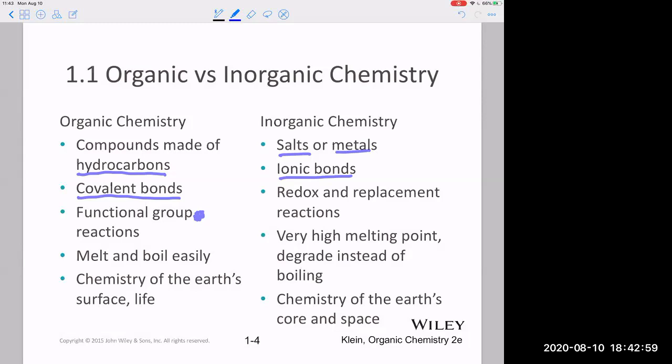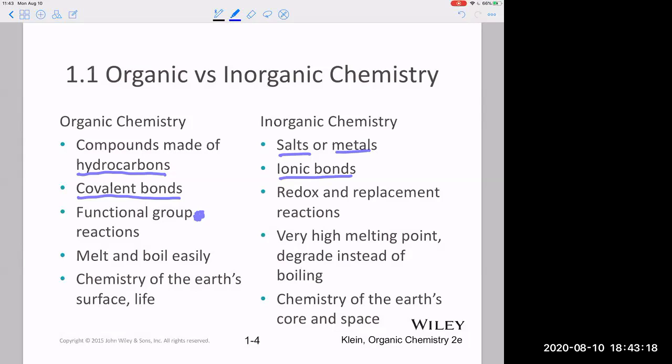Organic compounds are handled differently. The laboratory portion exists because you have to handle organic compounds differently than metals and salts. They melt and boil more easily. One of the more striking things is that organic compounds are much more likely to be liquids.